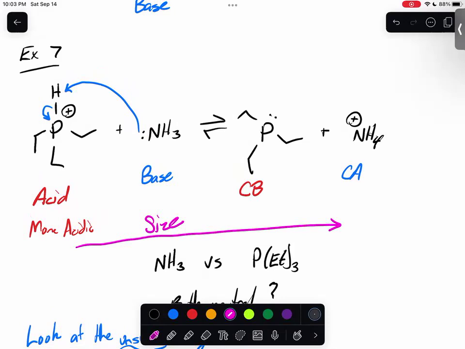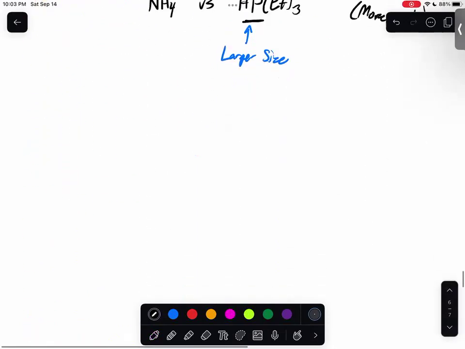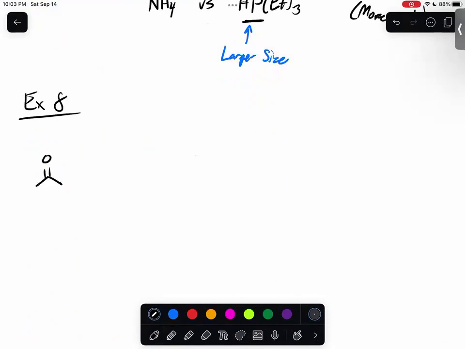All right, we got one more because I said I was going to give you an eighth example, even though I was only going to give you 7. And we're going to do this here.